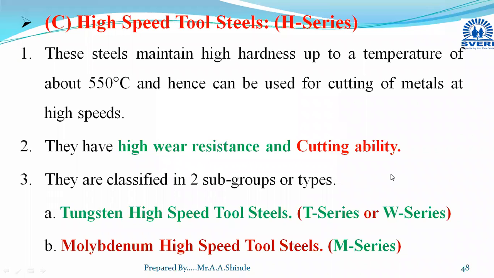Okay. Now these high speed tool steels are classified in two types or two different subgroups: tungsten type high speed tool steels and molybdenum type high speed tool steels, depending on the presence of the principal alloying element. Now these tungsten type high speed tool steels are denoted by T series or W series, and molybdenum type high speed tool steels are denoted by M series. Now we will discuss them one by one.